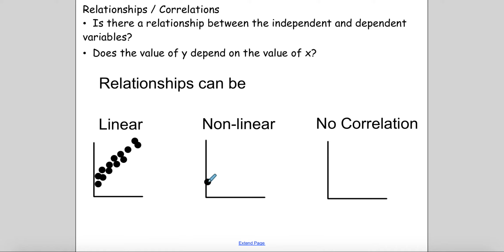A nonlinear relationship, now there's tons of different nonlinear relationships, but if I look at this, it is nonlinear. This is actually exponential, so you hear about exponential growth all the time. That's an exponential relationship. Now no correlation would be something like this. It just looks like a bunch of random dots.